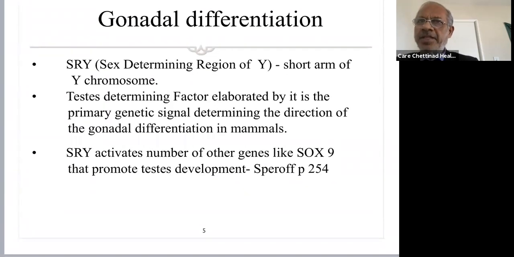After this event, the next important event is gonadal differentiation. SRY, sex determining region of Y, short arm of the Y chromosome, carries this region. This elaborates testis determining factor. That's the primary genetic signal determining the direction of the gonadal differentiation in mammals. SRY activates a number of other genes like SOX9 that promote testis development.